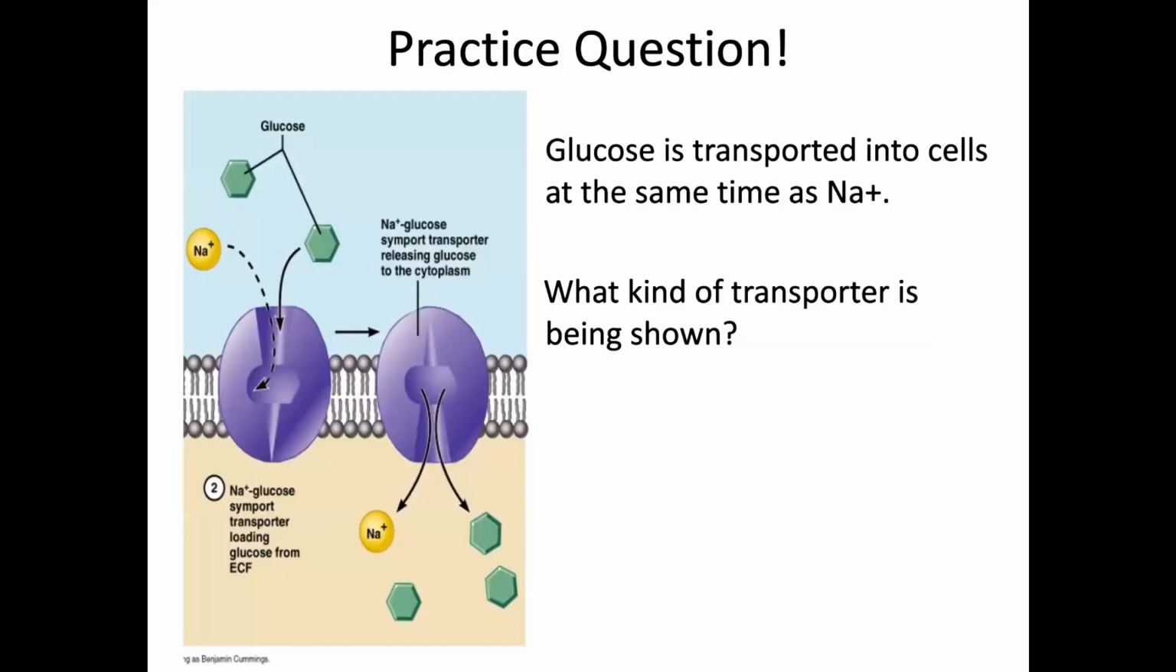This practice question, check out these awesome images on the left. This is your cell membrane. This is inside the cell. This is outside the cell, the blue. Here's your protein. Glucose is transported into cells at the same time as sodium. So we've got our sugar here and our sodium here. What kind of transporter is being shown?